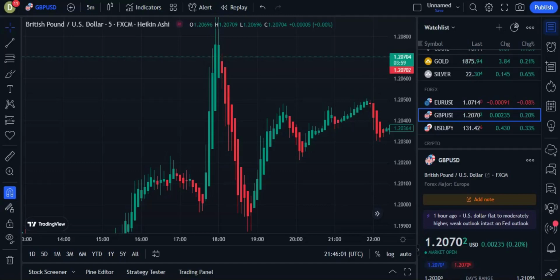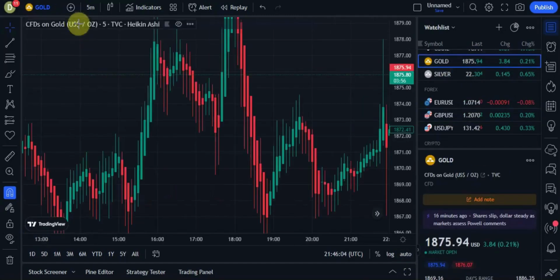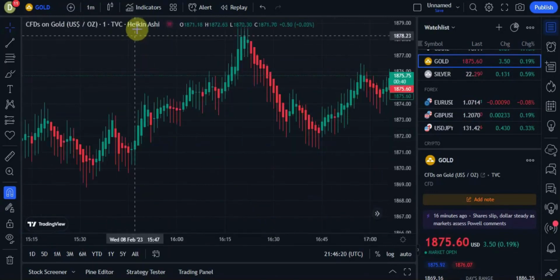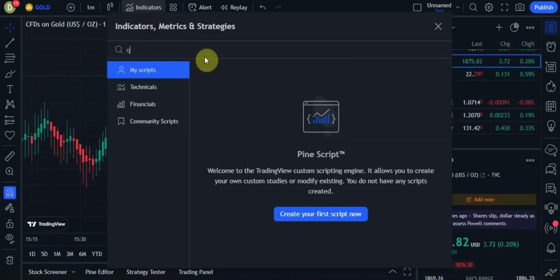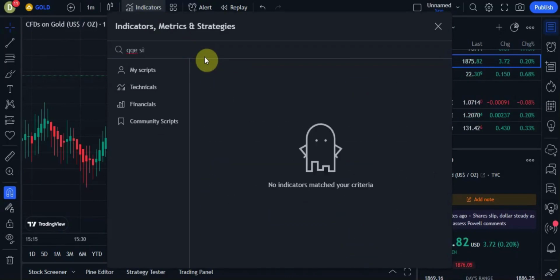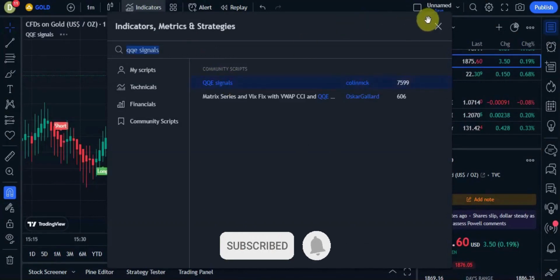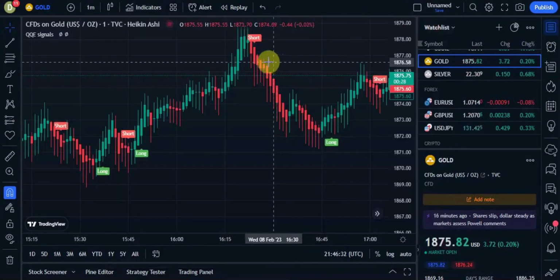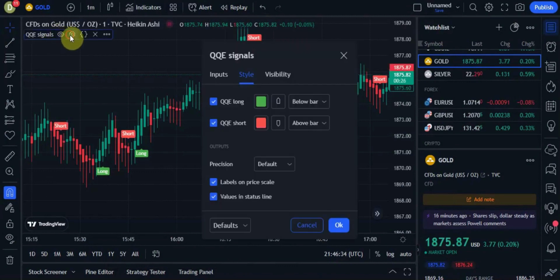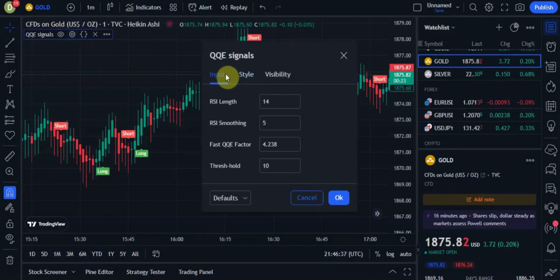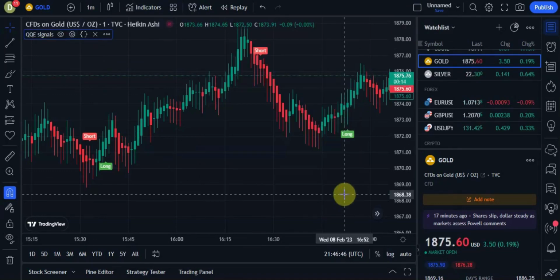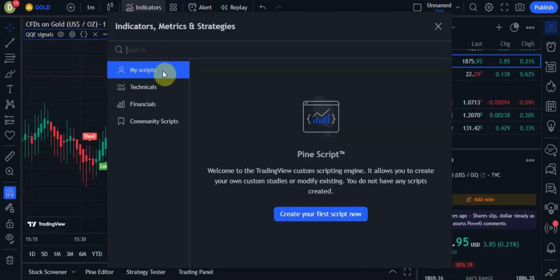So let's go ahead and start off by opening up a gold chart with a 1-minute time frame. And we're going to add our first indicator, so let's go ahead and type in QUE signals. And we're going to make one quick change here. Let's go to settings and then inputs, and we're just going to change the RSI smoothing to 20 and hit OK.